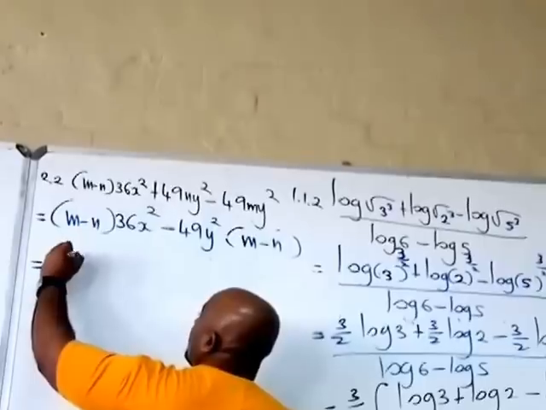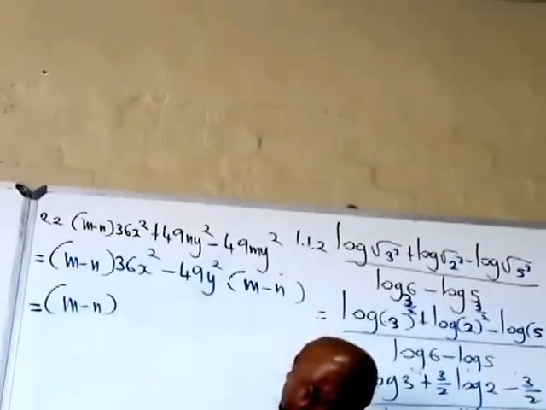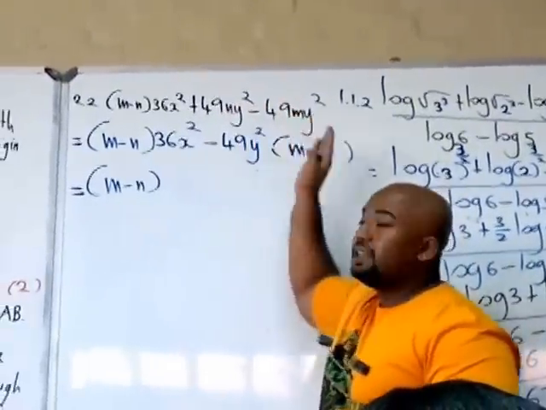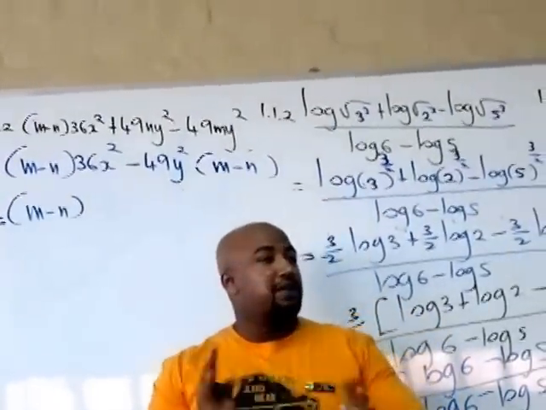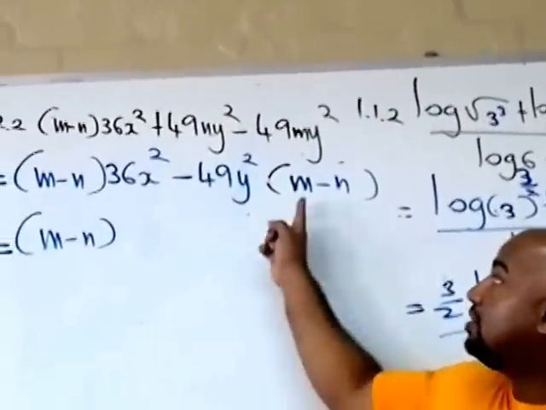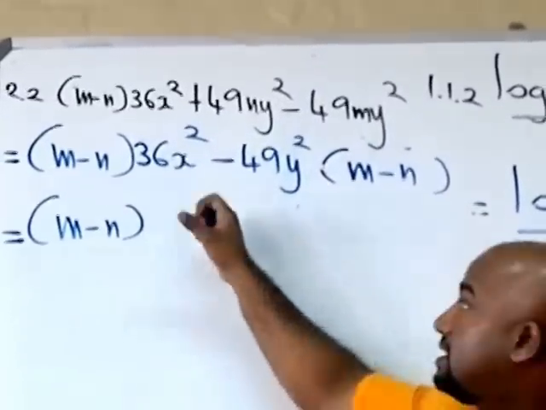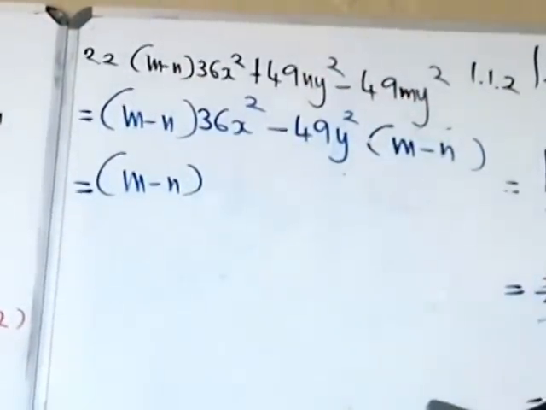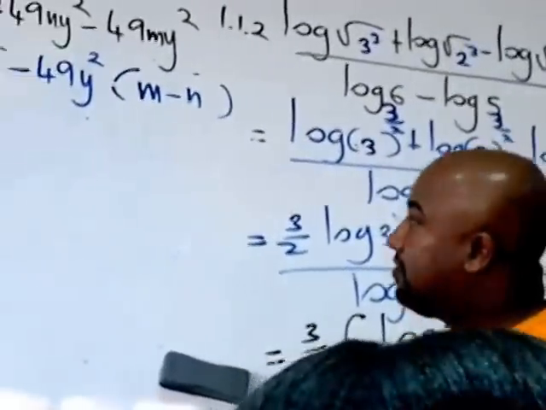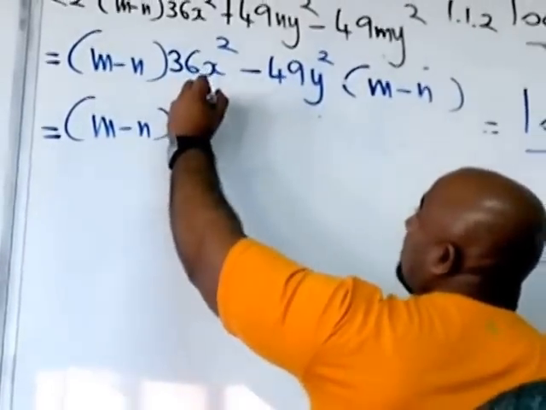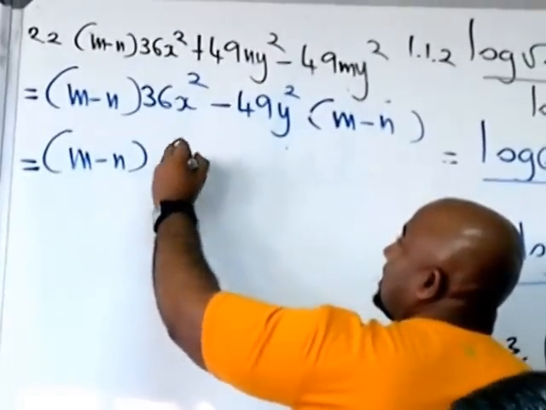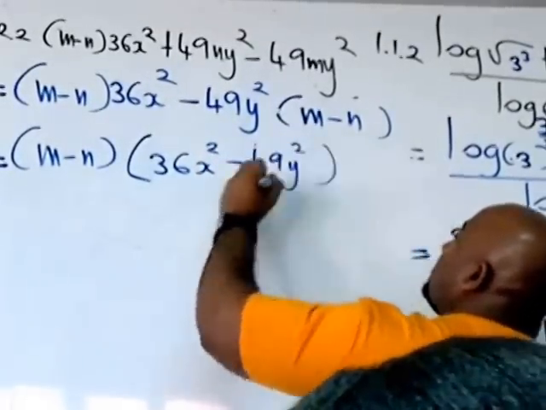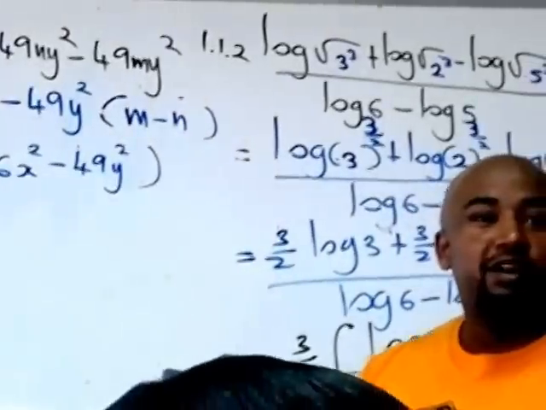I'll take out m minus n as a common factor, because now, let's look at it first. There were 1, 2, 3 terms. Terms are separated by the plus and the minus sign. Now, there's only 2 terms here. This is regarded as one term. This is one term, and there's a minus sign separating, so I can take out a common factor of m minus n. So what am I left with? I am left with 36x squared minus 49y squared. Is that my final answer?